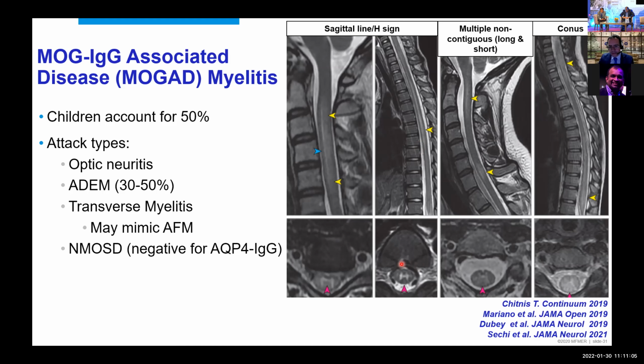And then on axial images, in probably a third of patients, the T2 signal is restricted to the gray matter. Rather than being central and diffuse, it's more restricted to the gray matter. And that can be a useful sign to look out for.